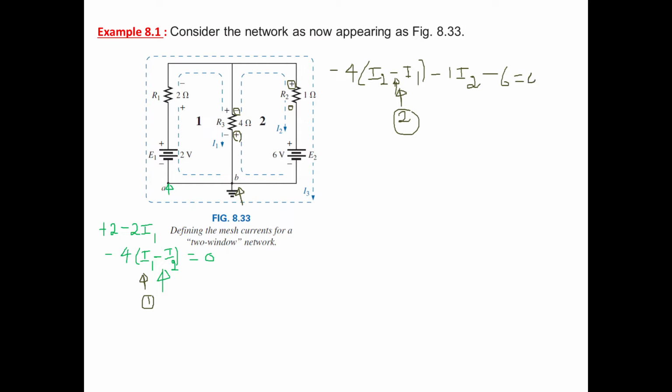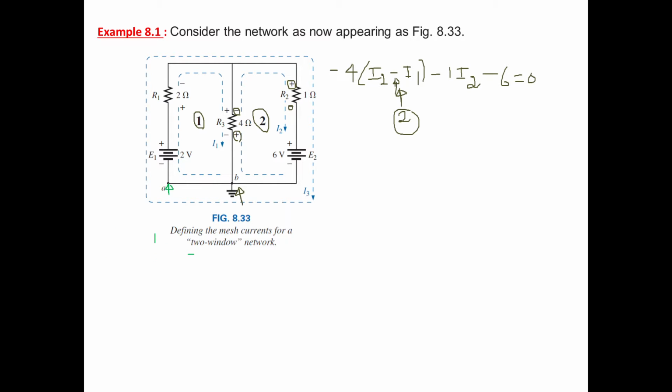Why did you get 2 equations here? You get 2 equations because there are 2 meshes, mesh 1 and mesh 2. If there are 2 meshes, you will get 2 equations. How did you get the mesh equation? We are applying Kirchhoff's voltage law to each of the meshes. That is why we get 2 equations.